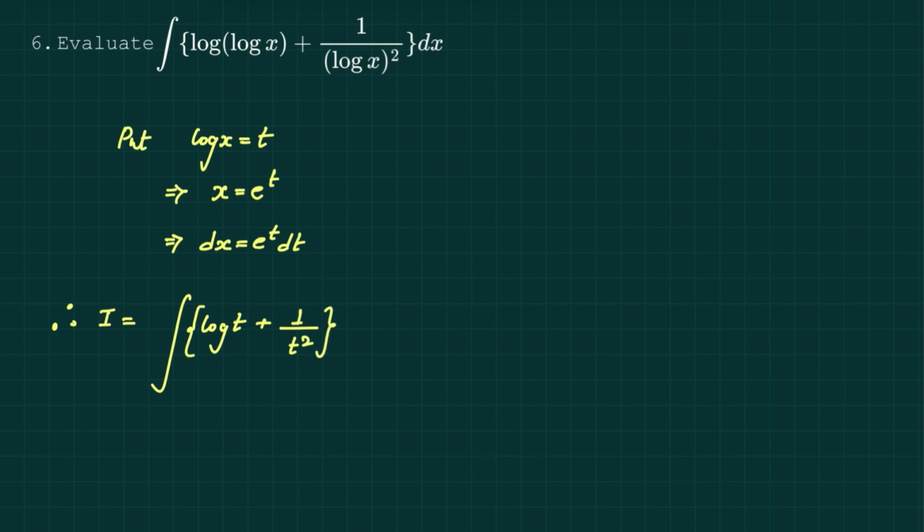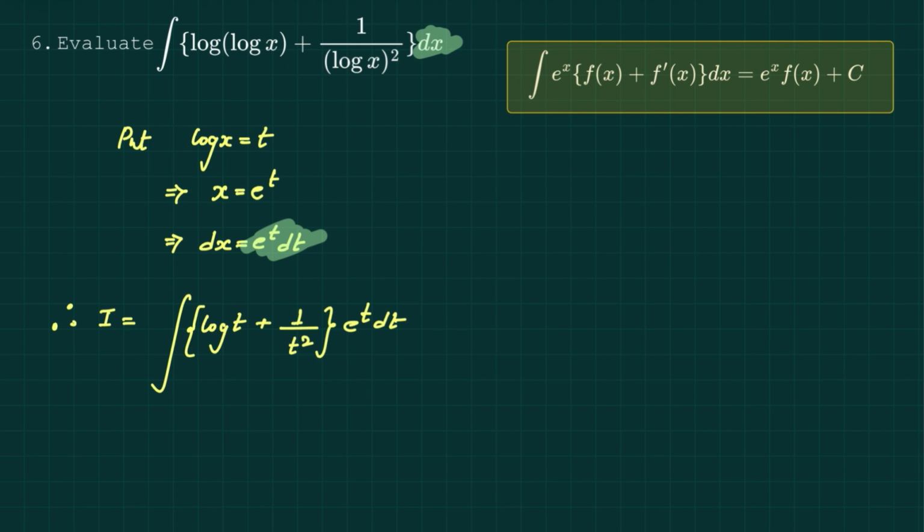into dx, and the value of dx from here is e to the power t dt. Now here if you notice, if I consider this log t to be f of x, then the derivative of log t is 1 over t, which is not present here because the second term here is 1 over t square.